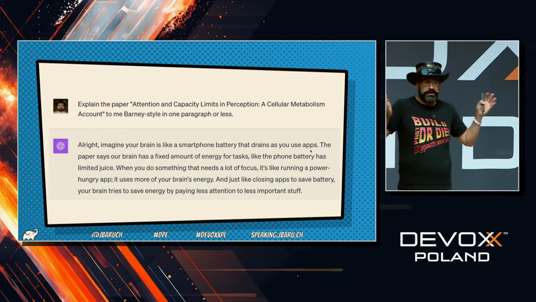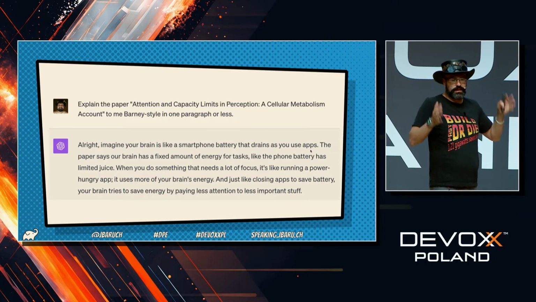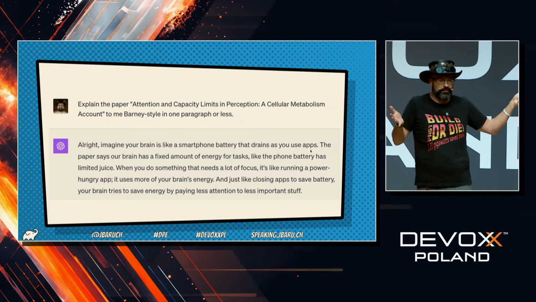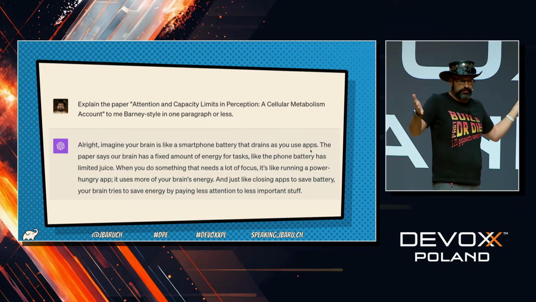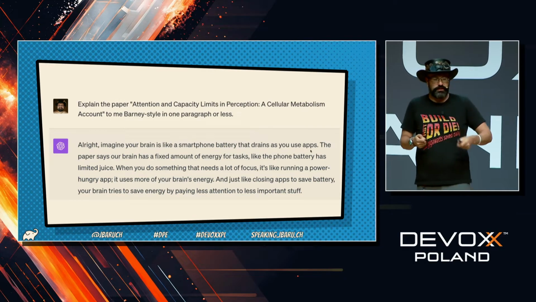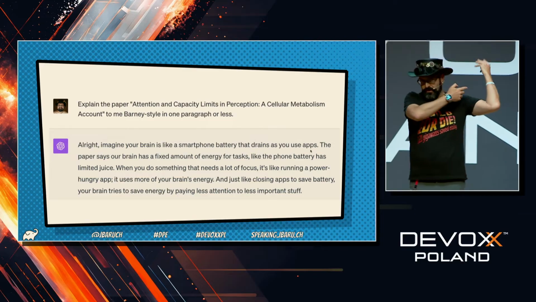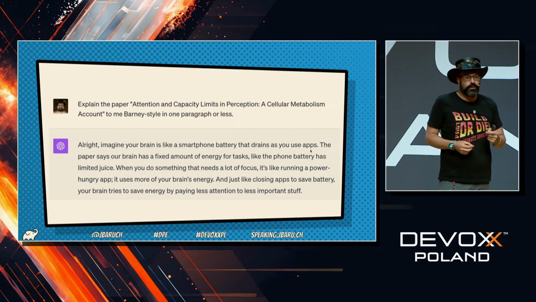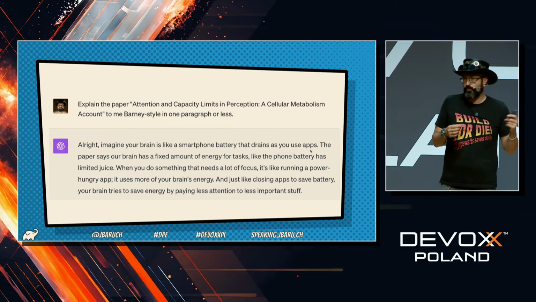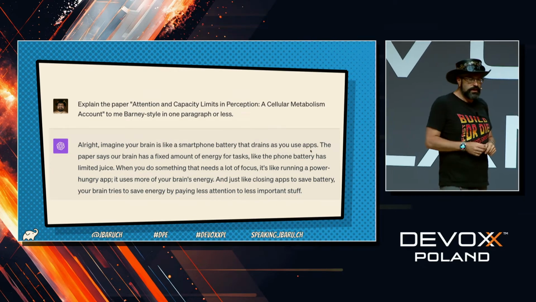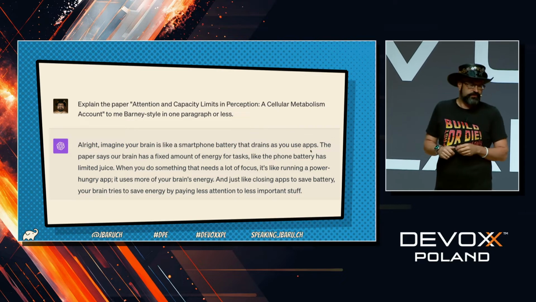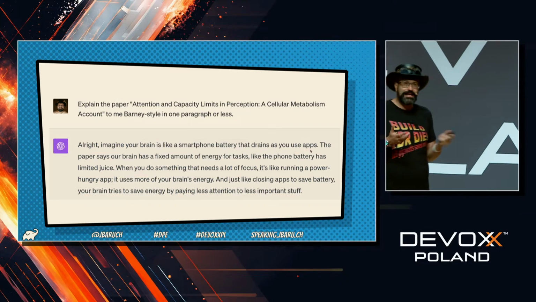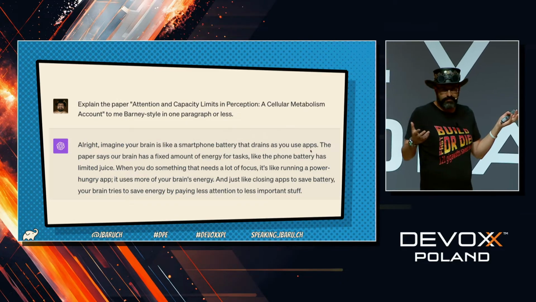Imagine your brain is like a smartphone battery that drains as you use apps. The paper says that our brain has a fixed amount of energy for tasks, like a phone battery has limited juice. When you do something that requires a lot of focus, like solving the Java puzzler that we did, it's like running a power-hungry app. It uses more of your brain energy. It's exactly what happened. And just like closing apps to save battery, your brain tries to save energy by paying less attention to less important stuff, right?